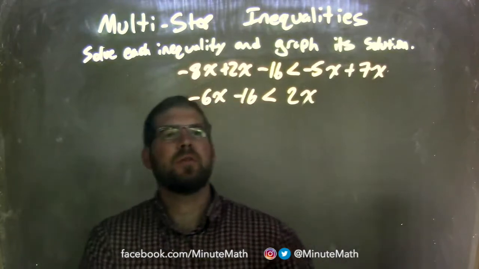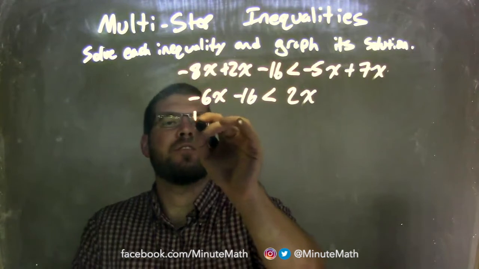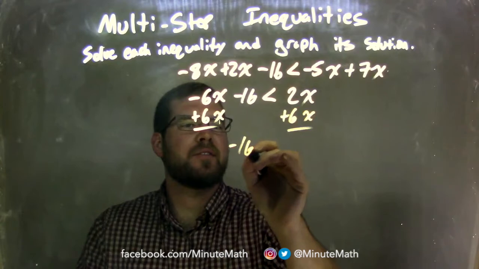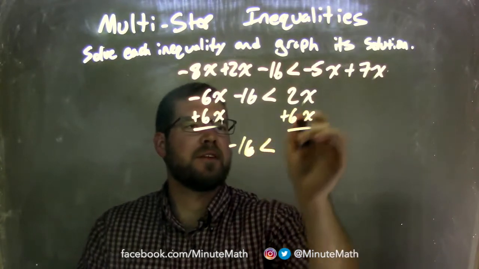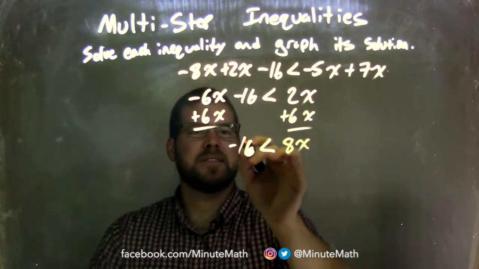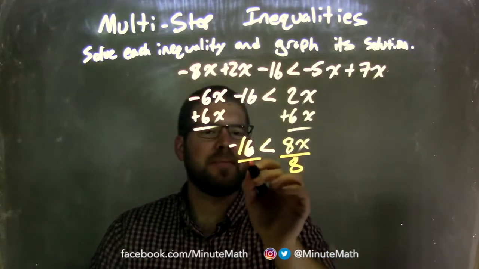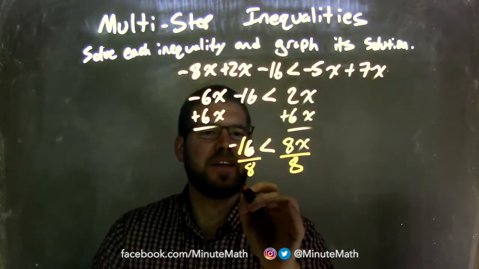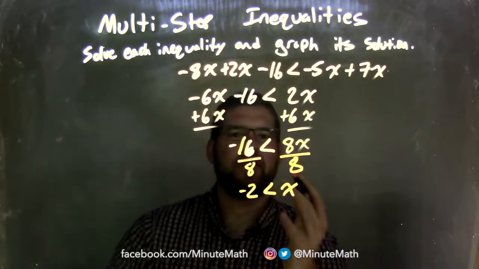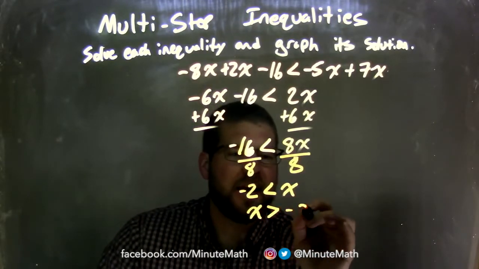Okay? Well, let's go do this. Let's add 6x to both sides. I'm going to bring my x's to the right. That leaves me with negative 16 here on the left is less than 2x plus 6x, which is 8x. Okay? Now I have negative 16 is less than 8x. I'm going to divide both sides by 8, and negative 16 divided by 8 is negative 2, is less than x. But now here's the tricky part. I want to have x written first. So I'm going to rewrite that. If x comes first, I need to flip my inequality, and it's x is greater than negative 2.